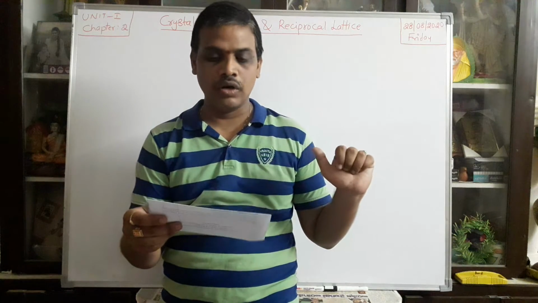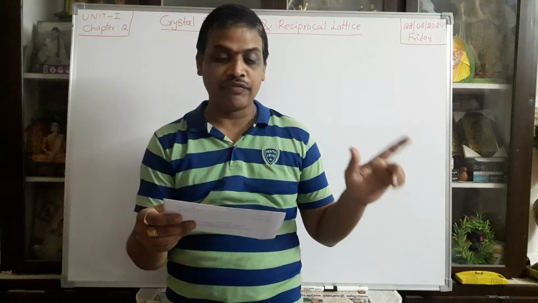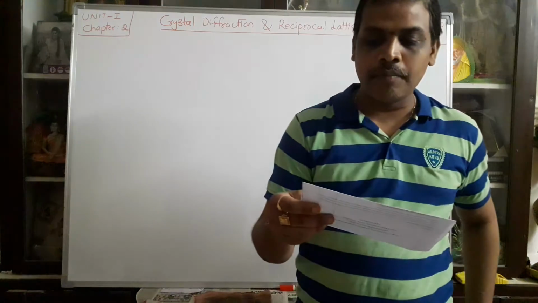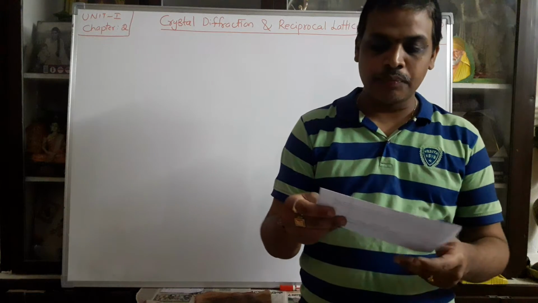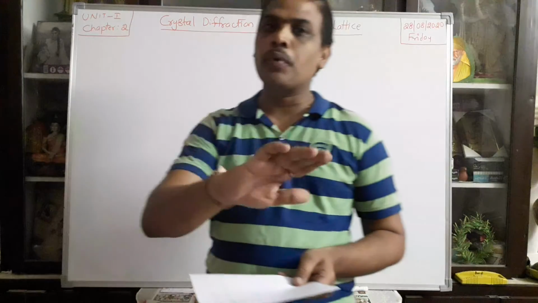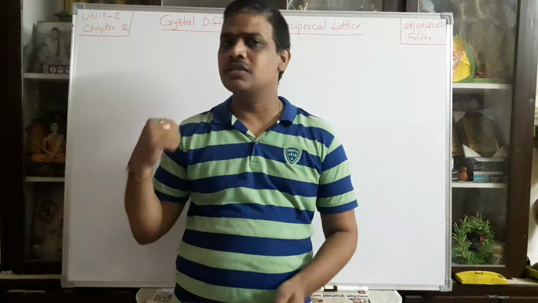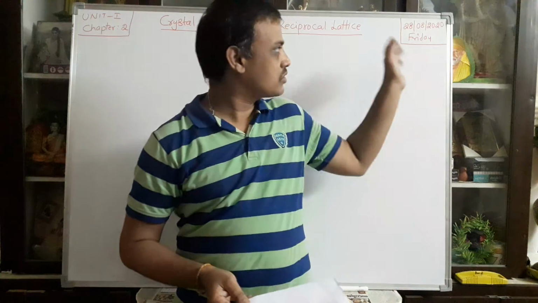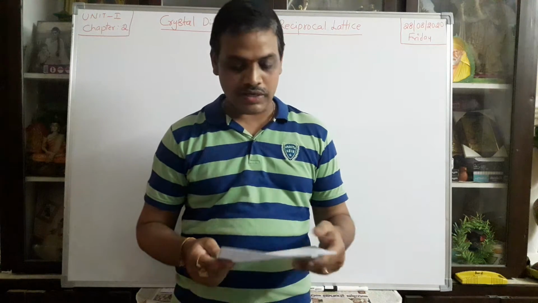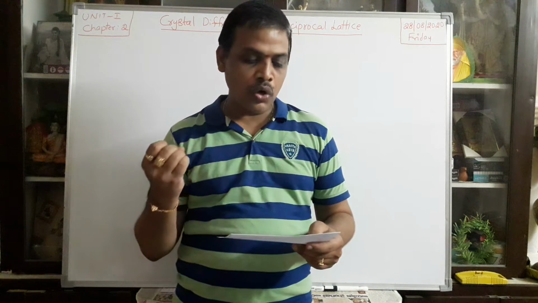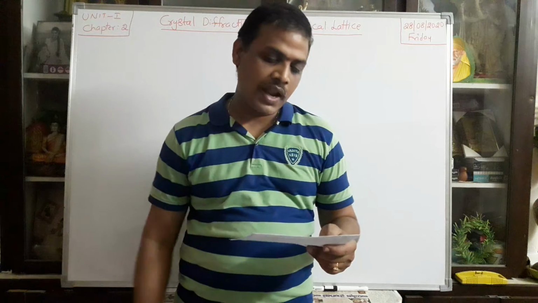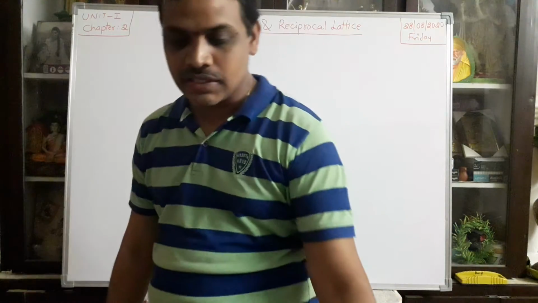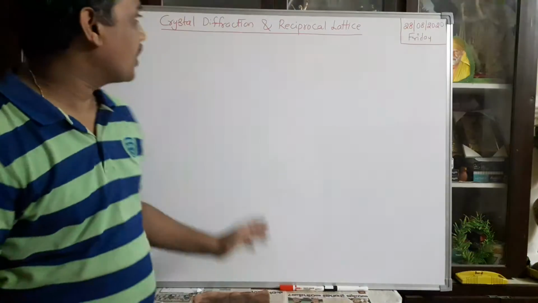Next, geometrical structure factor. What is the geometrical structure factor? And determining the number of atoms in a cell and the position of atoms in the reciprocal lattice. Already we have discussed reciprocal lattice, and we are discussing it in this chapter also. After that, Brillouin zones, and reciprocal lattice to BCC and FCC lattice. These are the topics existing in your chapter number 2.